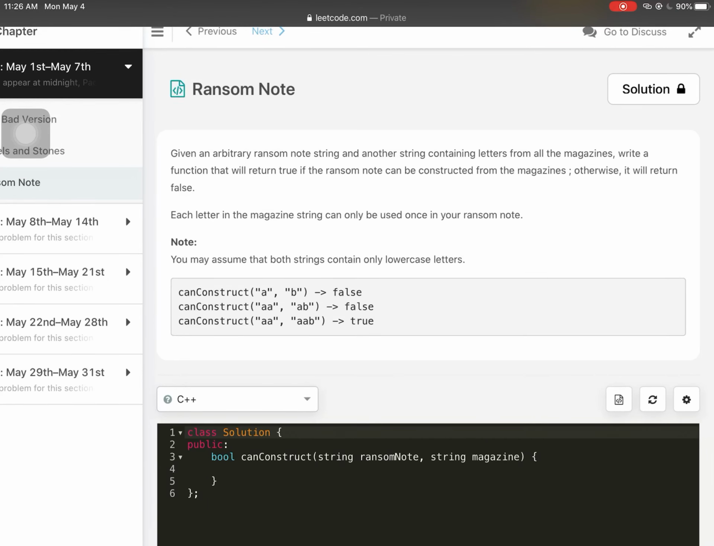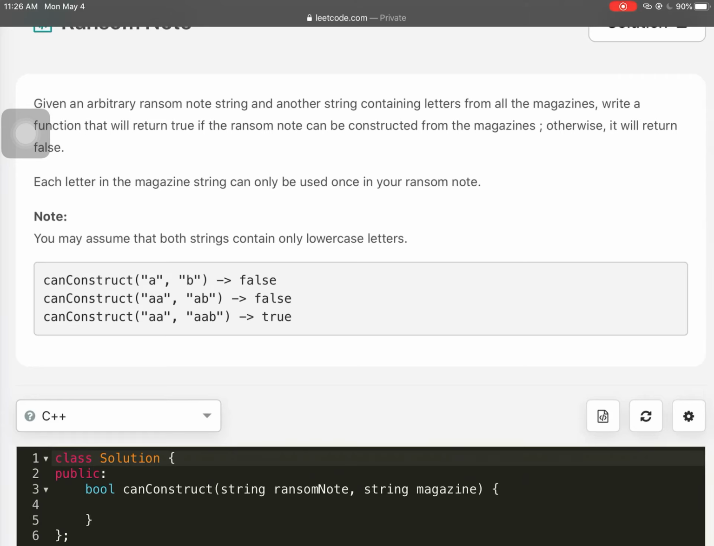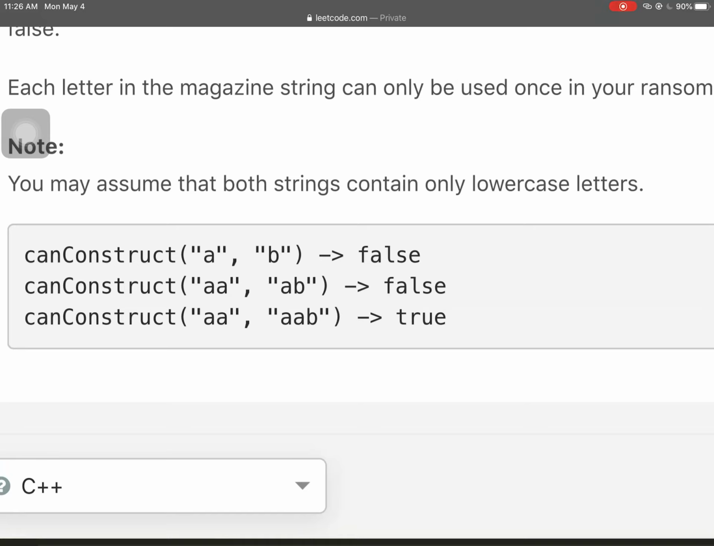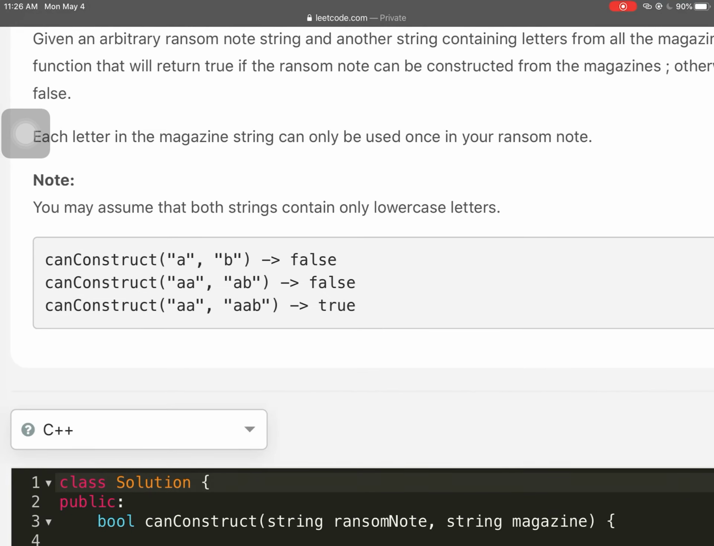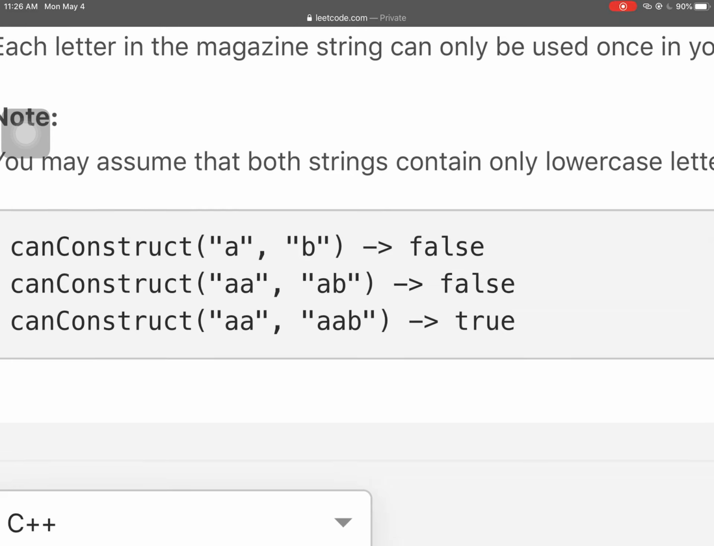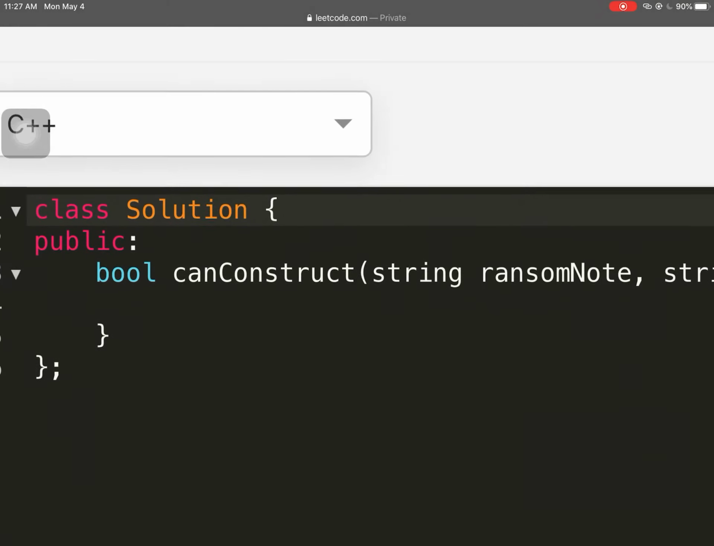Next one, Ransom Note, similar to the last one, and we are asked to check whether each of the characters in the magazine can construct the ransom note. So obviously, the first one is false because the magazine only contains B and the ransom note is A, so B cannot construct A. And the second one has two A's to be constructed in the ransom note, but the magazine only contains one A, so the ransom note cannot be constructed. And the third one has two A's to be constructed in the ransom note, and there are also two A's in the magazine that can be used, so the third one is true.